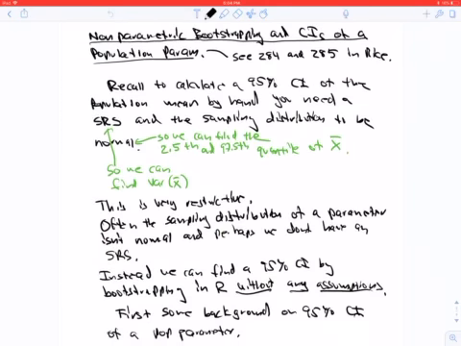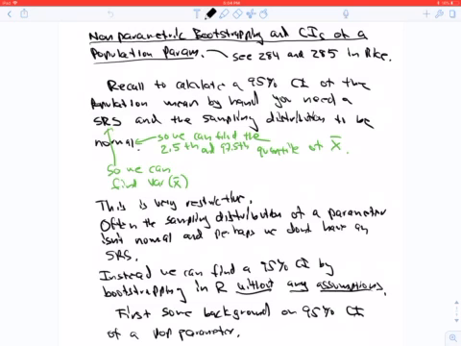So now let's talk about non-parametric bootstrapping and a confidence interval of a population parameter. This is actually from section 8.5, but I'm doing it here because you have a lab today and I want you to practice doing this in R in lab.